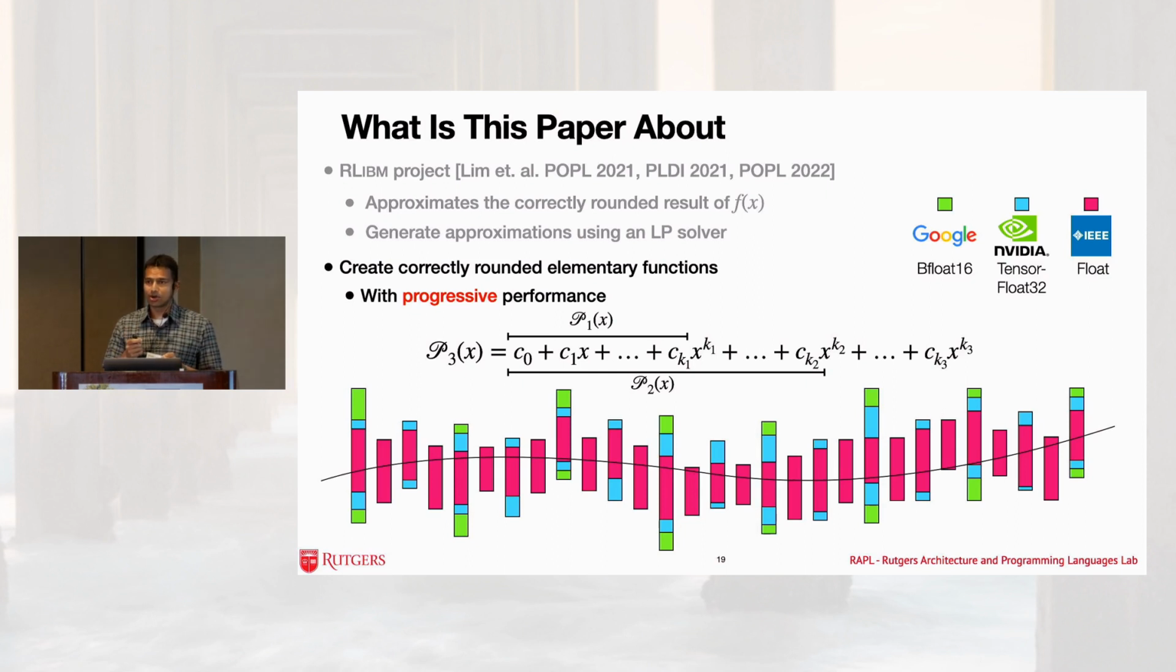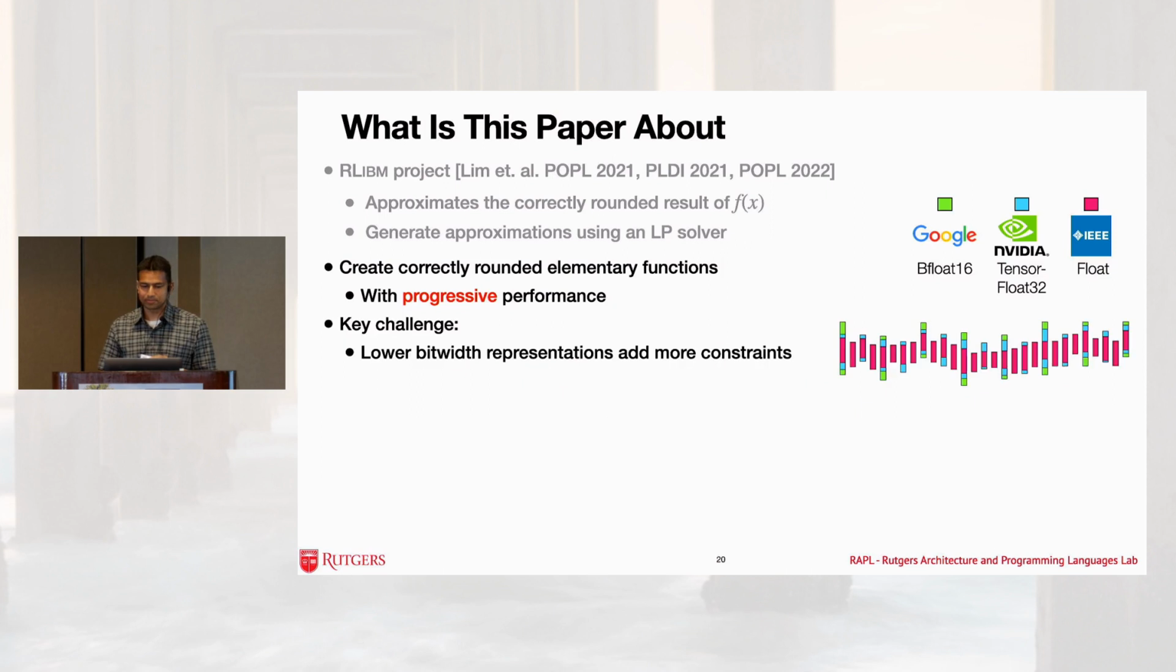The benefit of progressive polynomials is that lower bit width representations share the same lower order terms in the polynomial as the larger bit width representations. This makes them faster to evaluate and also allows for code reusability. The key challenge is that lower bit width representations give rise to many more constraints, which is beyond the reach of standard solvers for linear programs.